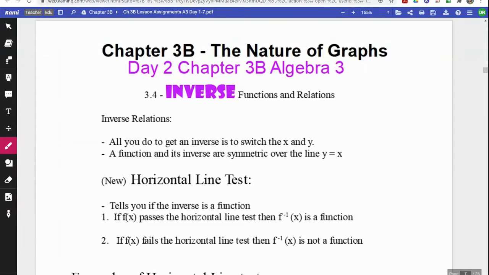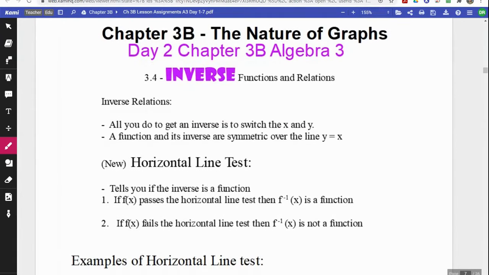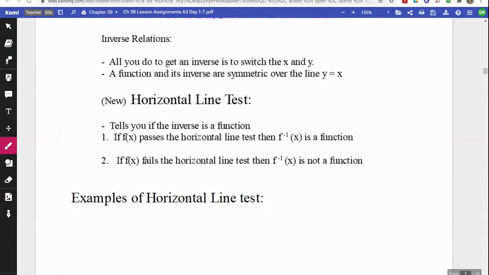Hello, this is day 2 of Unit 4 or Chapter 3B, Nature of Graphs. This is the second day of inverses. So there are a couple more things. We'll have another way to find an inverse of a function, and there's also something called the horizontal line test. And really what that relates to is the difference between a relation and a function.